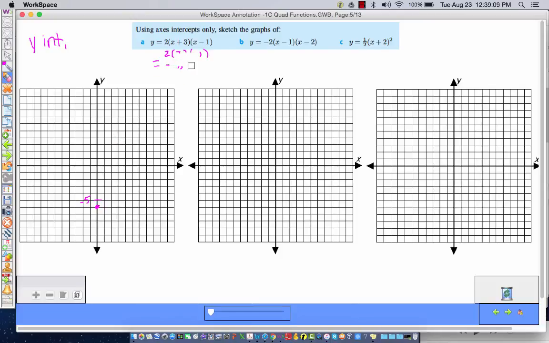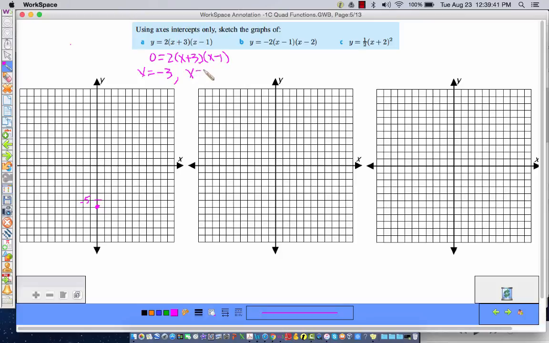And then to find the x-intercepts, I'm going to let y equal 0. And remember, we find these intercepts because if a point is on the x-axis, its y-coordinate has to be 0. So if we let y equal 0, we'll find out where it cuts the x-axis. In this case, using the zero product property, you know me, I get x is equal to negative 3, or x is equal to 1. Okay, so we have a pretty good idea here.